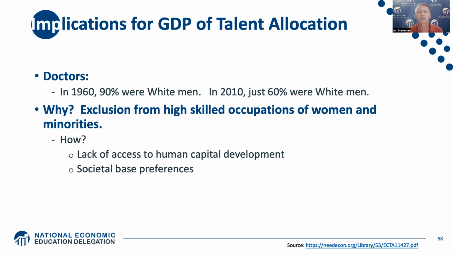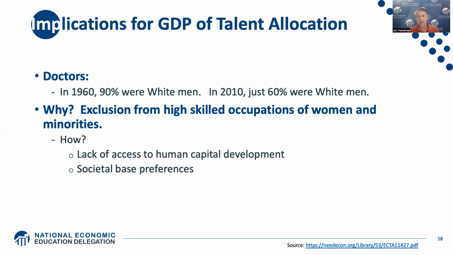Why? The exclusion from high-skilled occupations of women and minorities because of lack of access to appropriate schooling and, more broadly speaking, human capital development, right? Or societal-based preference, right? It could be that in 1960, no white patients wanted to go see women doctors or Black doctors, right? This kind of discrepancy still plays a significant role.